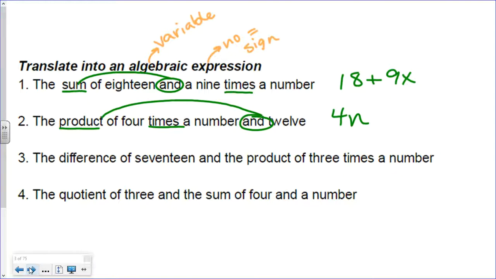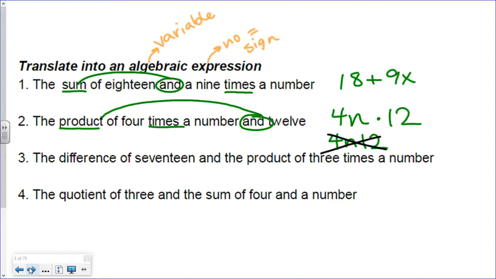Times. Now, I am going to put a little dot here because it would look pretty silly to do that, correct? It looks pretty silly though, right? So we're not going to do that. We're going to use a dot in this case. Please do not use an X. You will not use an X for multiplication in algebra. It will always mean a variable, okay?